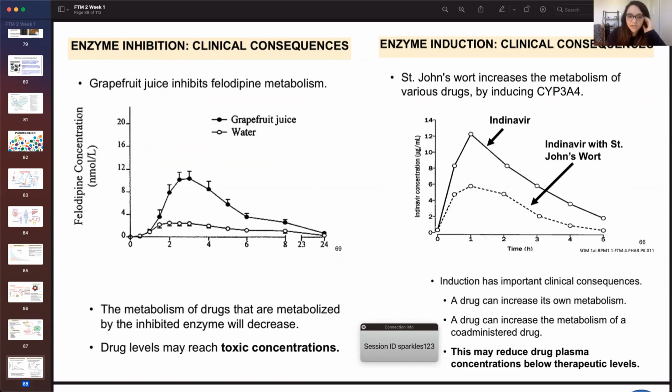With the induction ones, like St. John's wort, that is going to increase the metabolism. So you are getting the drug, metabolizing it, using it, and it's getting excreted. So you could never reach that level where you see the therapeutic consequence of taking that drug.